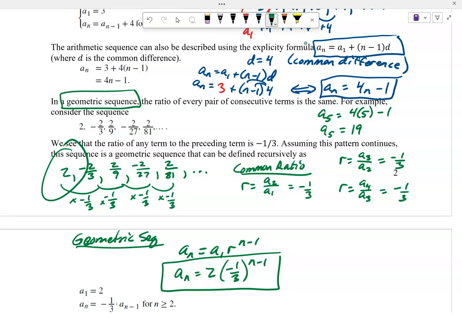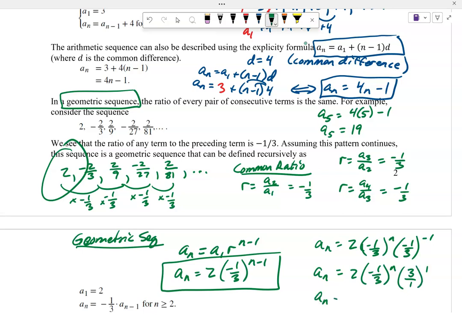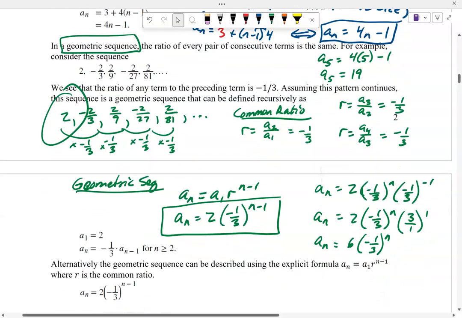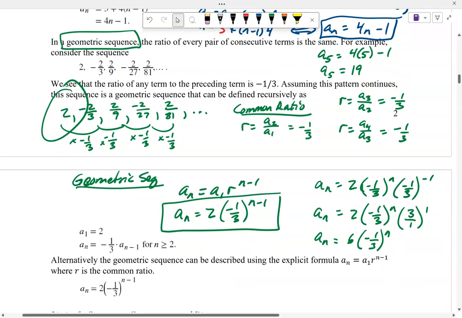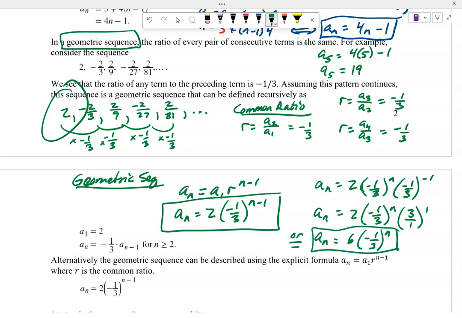You can write that in a different form if you really wanted to. You could write that as 2 times negative 1/3 to the n times negative 1/3 to the negative 1, right? That's the same thing. Or negative 1/3 to the negative 1 is 3 over 1. 2 times 3 is 6. So this is also the same thing. 6 times negative 1/3 to the n is the same thing. If you want to go to that effort, move up a little more, right?